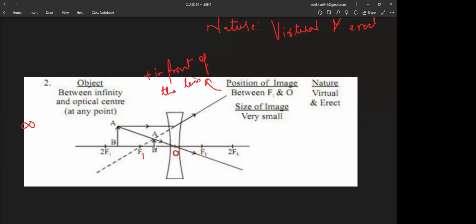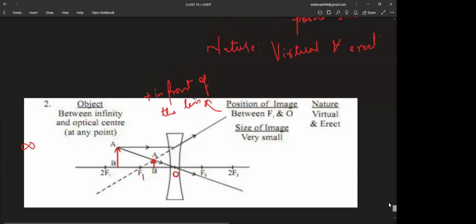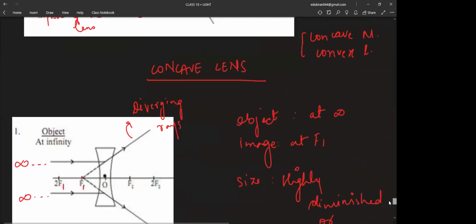And see, size is small, very small, but not highly diminished, and it's not enlarged. You can see from the ray diagram also. And this is virtual and erect. See, this is exactly erect. Head, head, tails, tails. So these are the two cases. Write these two down, then we'll see the lens formula, the way we have seen the mirror formula.